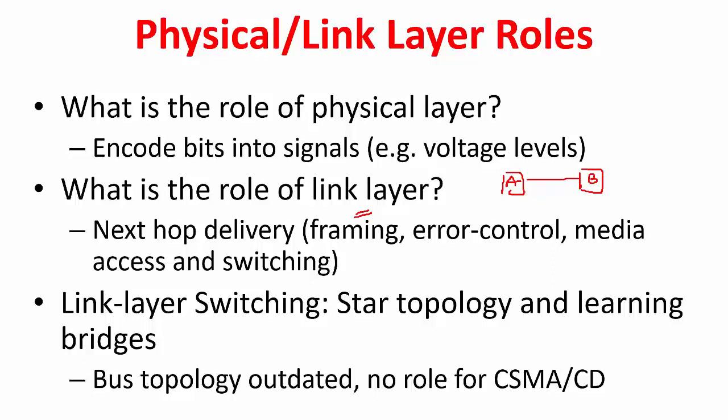Link layer's job is to ensure that if A has a packet to send to B, it will take care of whatever is needed to send that packet to B. This will include things like how to frame the packet, and if there are errors, how to detect and correct them. I'm showing a point-to-point link, but this can be a shared link, in which case it will talk about how to get access to this shared media, and how to do switching if there are many neighbors to this particular node.